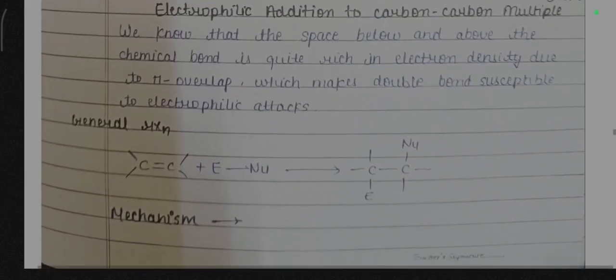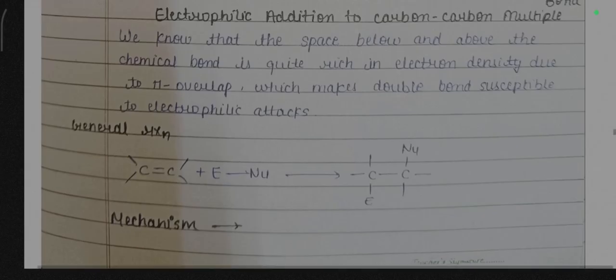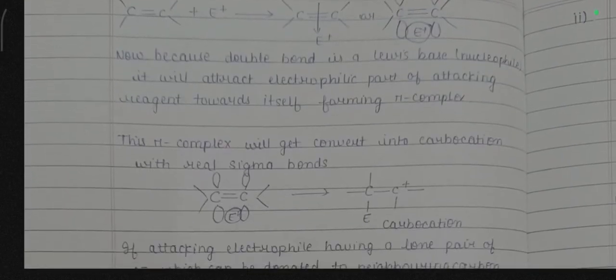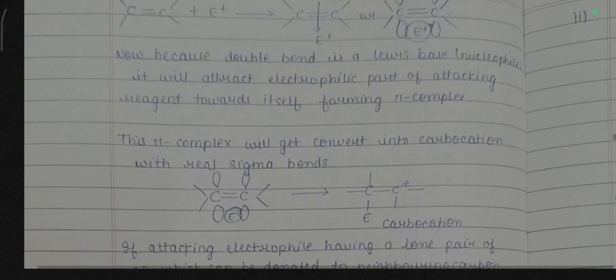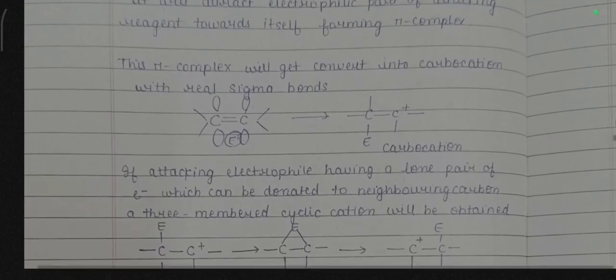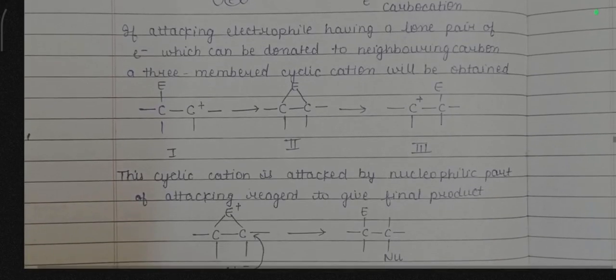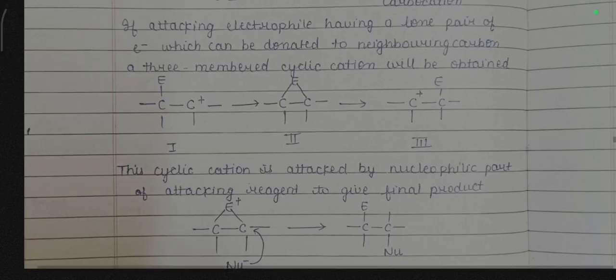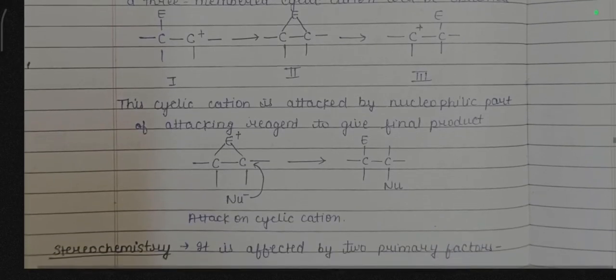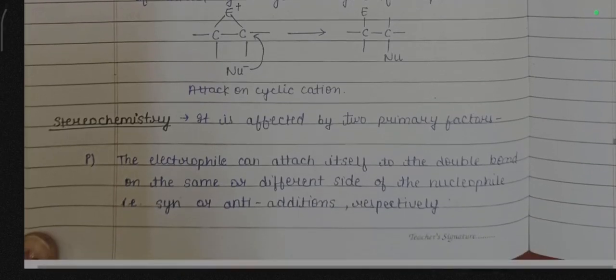We know that the space above and below the chemical bond is quite rich in electron density due to pi overlap, which makes the double bond susceptible to electrophilic attacks. Now, because the double bond is a Lewis base, a nucleophile, it will attract the electrophilic part of the attacking reagent toward itself, forming a pi complex. This pi complex will get converted into a carbocation with real sigma bonds. If the attacking electrophile has a lone pair of electrons which can be donated to the neighboring carbon, a 3-membered cyclic cation will be obtained. This cyclic cation is attacked by the nucleophilic part of the attacking reagent to give the final product.